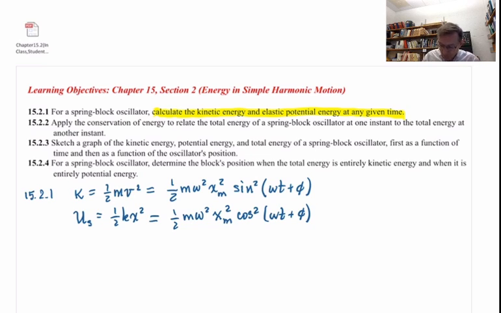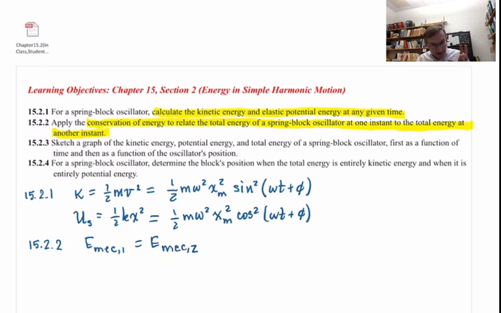Another thing we have to be able to do for the spring block oscillator is apply conservation of energy to relate the total energy of the oscillator at one instant to the total energy at another instant. In other words, because the only force doing work on this system is the spring force, which is conservative, we use E mech 1 equals E mech 2, where we pick picture 1 and picture 2, and then apply this idea to solve for something that we want to know. It says we have to be able to sketch a graph of kinetic, potential and total energy. I showed you that on the animation in the previous lecture.